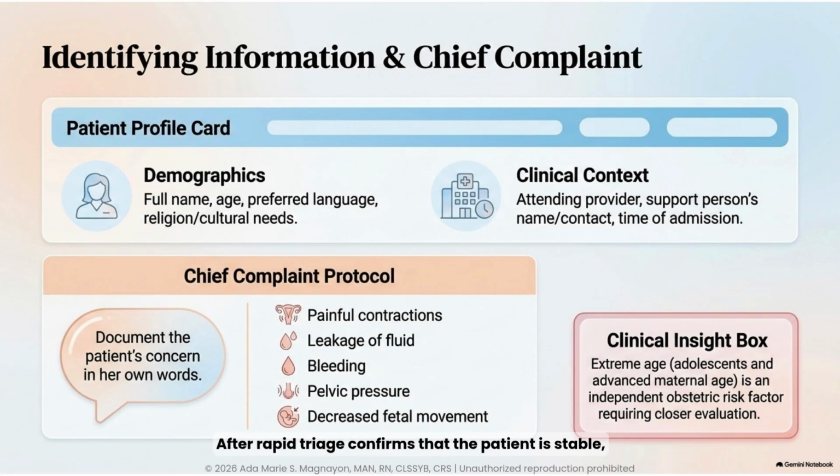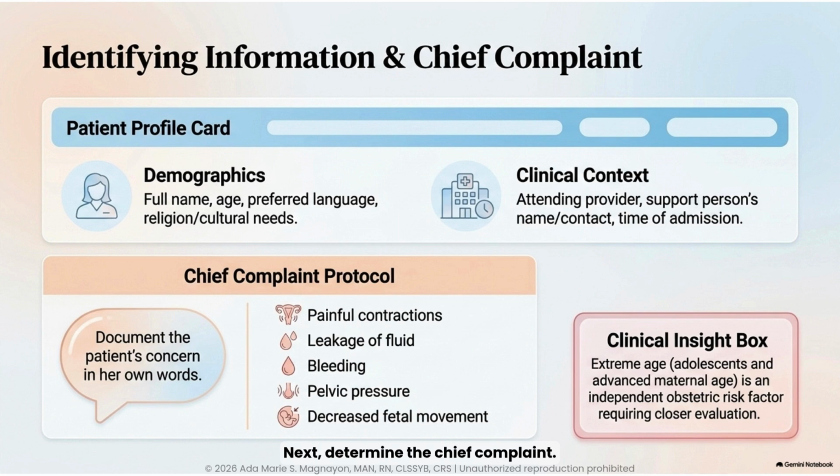After rapid triage confirms that the patient is stable, gather essential identifying information. This includes her full name, age, preferred language, and relevant religious or cultural needs. Also record the attending provider, the name and contact details of the chosen support person, and the time of admission. Next, determine the chief complaint.